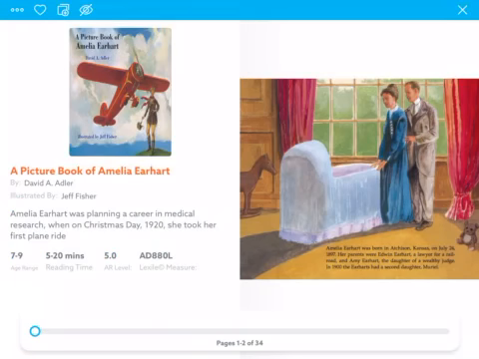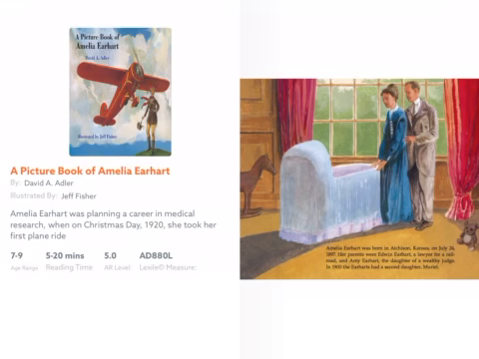But I'm just going to read through this, and let's think about, does it talk about when she was born? Does it talk about her young life till she becomes an adult? Does it talk about her struggles and problems? Does it talk about her achievements or the good things? And does it talk about how she added things to history? So, a picture book of Amelia Earhart.